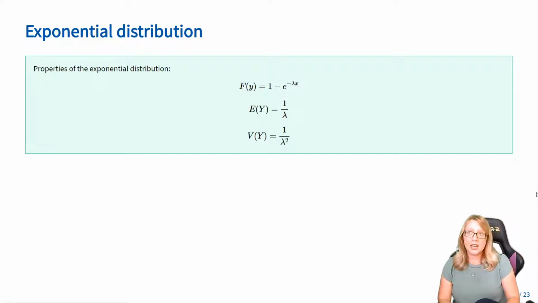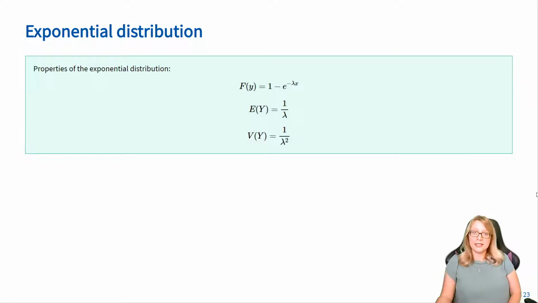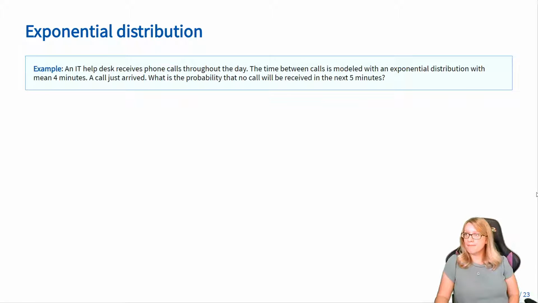Some properties of this exponential distribution. The CDF of the exponential is a result that we've shown previously to be 1 minus e raised to the negative lambda y. The expected value of Y is then 1 over lambda. The variance of the exponential is 1 over lambda squared.